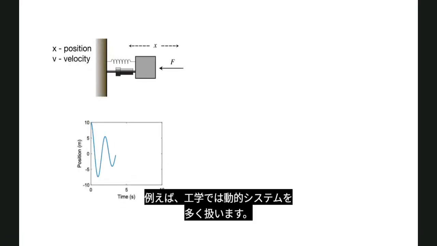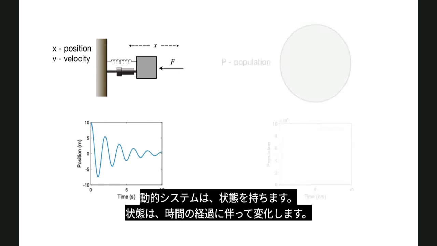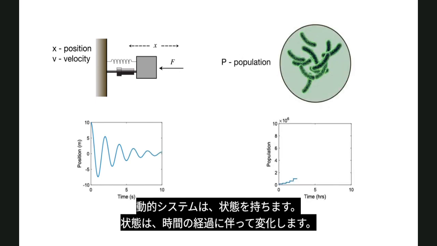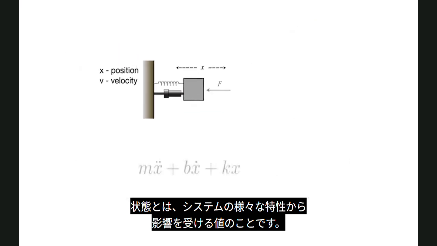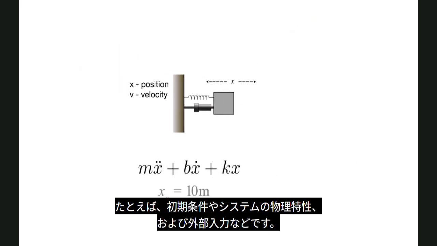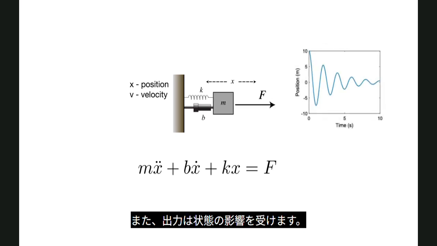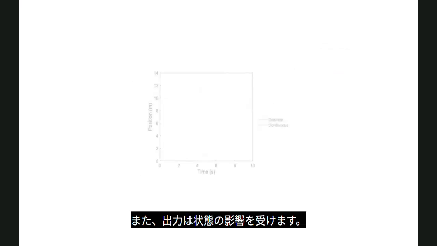Engineering is full of dynamic systems. Dynamic systems have states whose values evolve over time. A state is just a type of quantity, like position or population, that depends on previous states as well as other properties of the system. For example, states depend on the initial conditions, physical characteristics of the system, and any external inputs. System outputs, in turn, are dependent on the states.